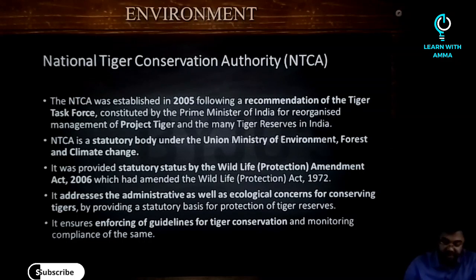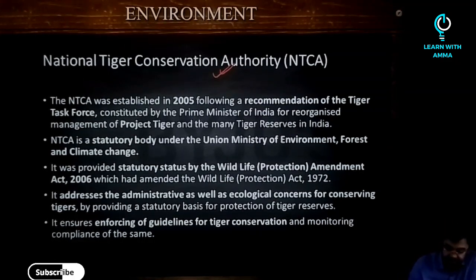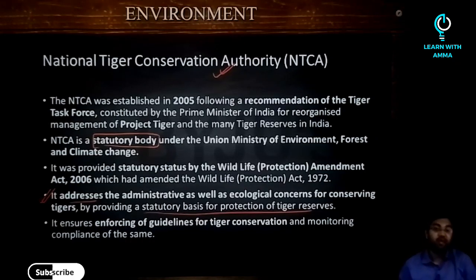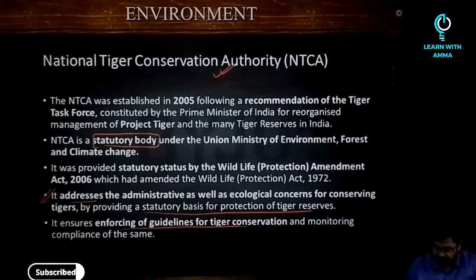Then the next one that we have is National Tiger Conservation Authority. First, it is a statutory body under the Union Ministry of Environment, Forest and Climate Change, and then the most important work is that it addresses the administrative as well as ecological concerns for conserving tigers by providing a statutory basis for protection of tiger reserves, and it ensures enforcing of guidelines for tiger conservation and monitoring of compliance of the same.